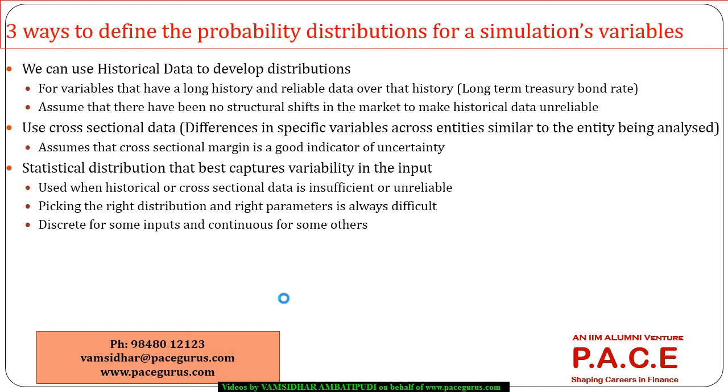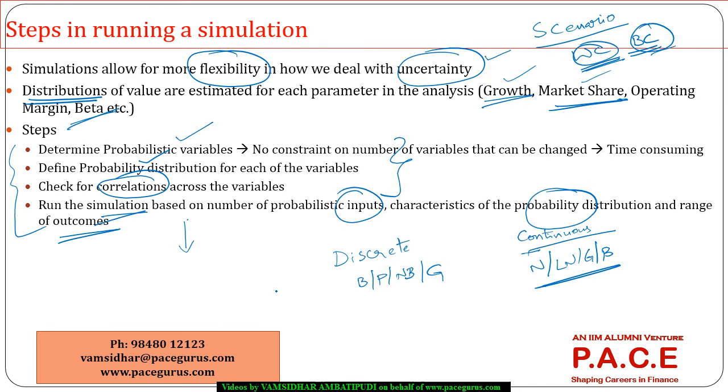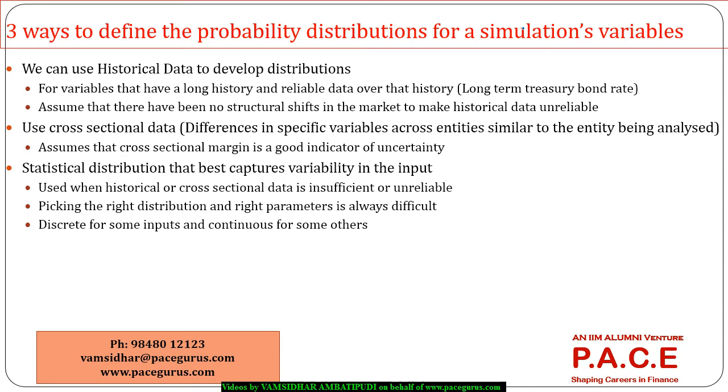Now, in step 2, we said we have to define the probability distribution for each of the variables. There are 3 different ways in which we can define this probability distribution. One, based on the historical data, especially when your data is having a long history and a lot of reliability. When I look at a long-term treasury bond rate, I have it for the last few decades. So I have a lot of historical data, and that historical data is more and more reliable.